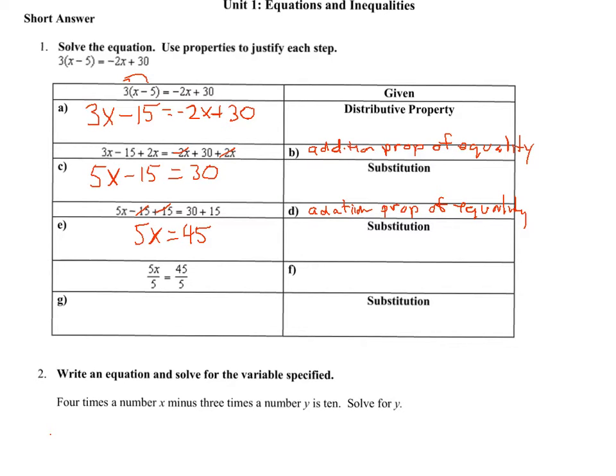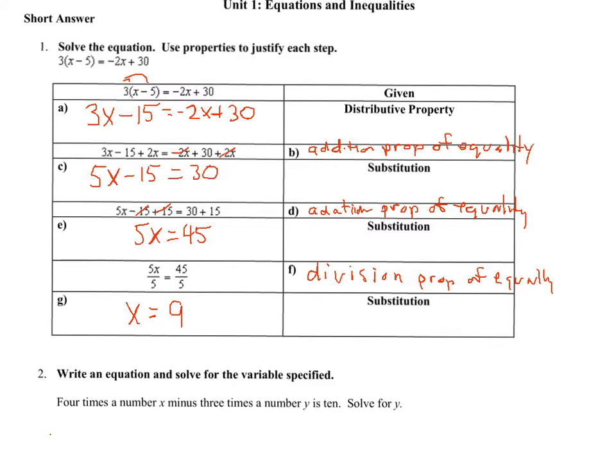And then down here, it looks like I'm dividing both sides by 5, so that's going to be the division property of equality. And substitution means we're going to substitute our answer there. So 5x divided by 5 is x. 45 divided by 5 is 9. And that is the last part of that problem. We're done. X equals 9. Solve the equation. We used our properties. Done.